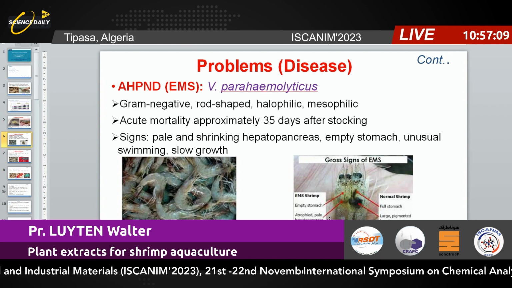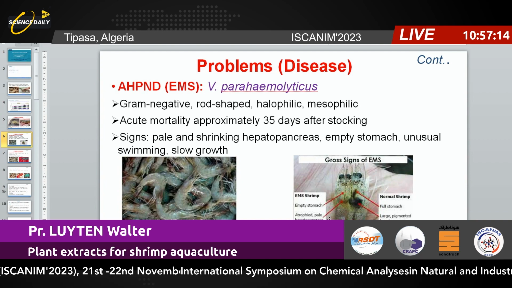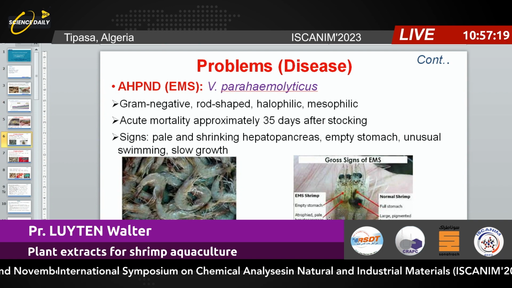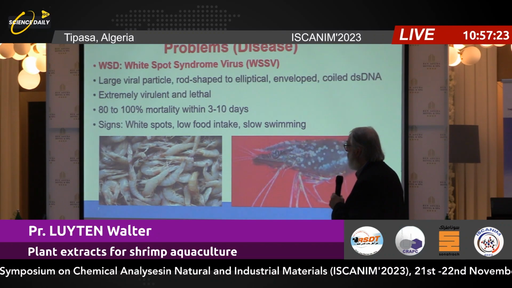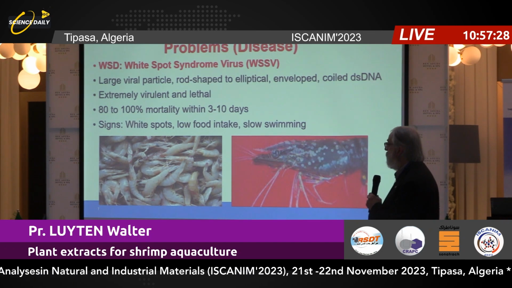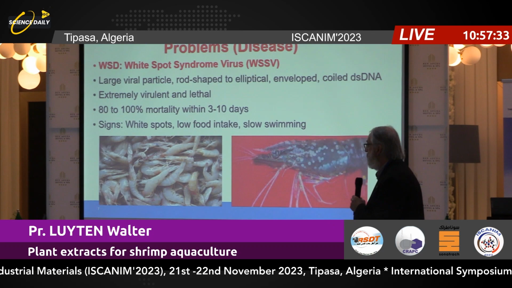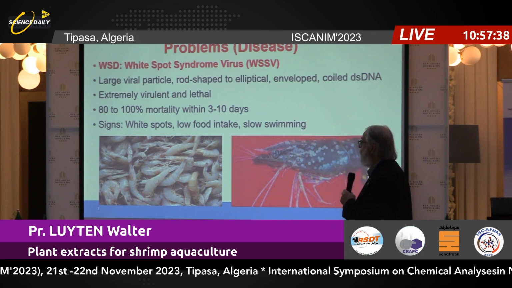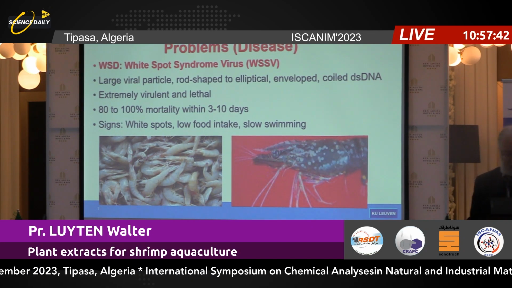The most common viral disease is white spot syndrome disease, and this is caused by a fairly large virus that has an envelope. This contains double-stranded DNA. It's very virulent and also highly lethal. So within a week or so, you see that 80 to 100% of the shrimp will die, and the shrimp show these typical white spots. They also stop eating and they swim more slowly.